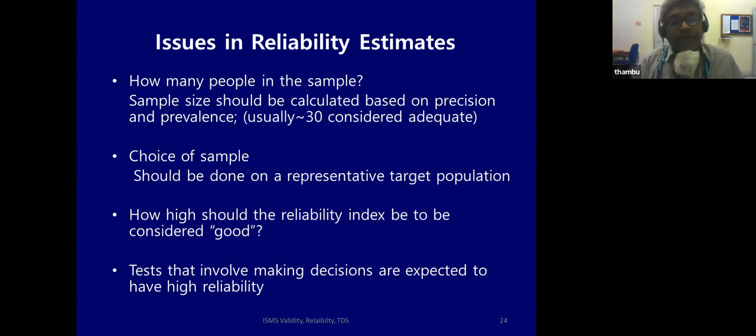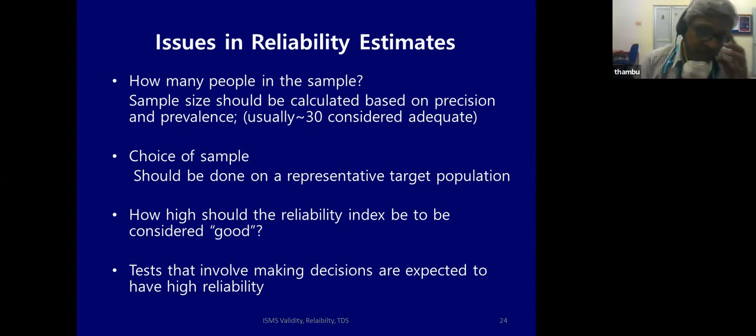Now, the choice of sample should be done on a representative target sample population. So if I want to look at inter-rater reliability on a group of depressed patients, I should do the test on a group of the target population who are suspected to have depression. If I do about 30, it may be good.